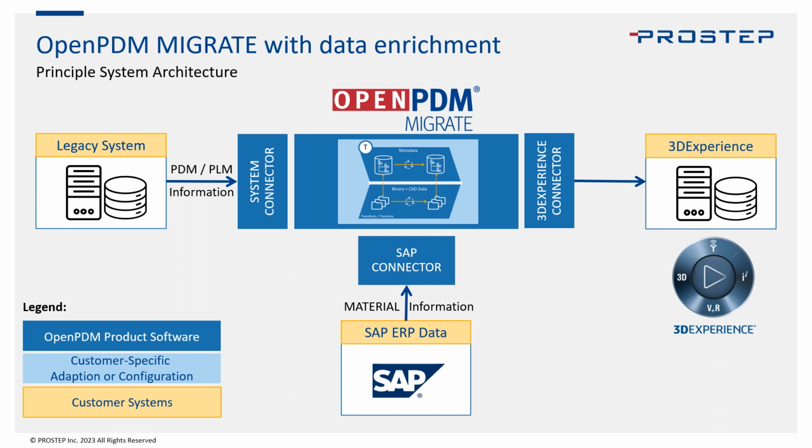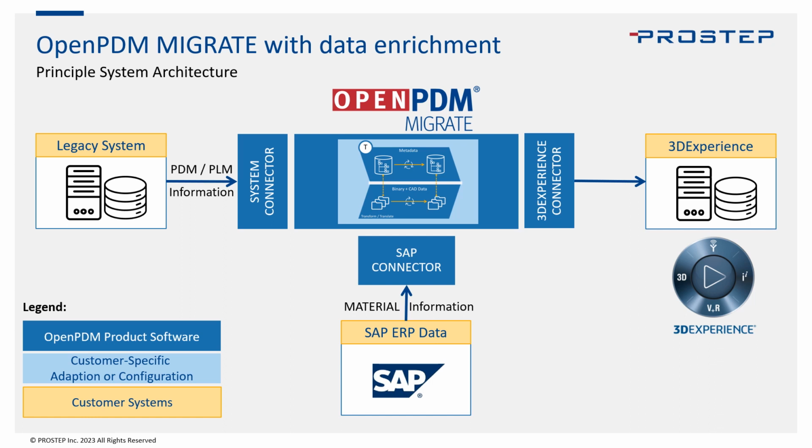So in this example, you have a legacy system on the left with PLM or PDM information. And on the bottom, you've got SAP that has material information. As part of the migration, you can export those concurrently, merge that data within OpenPDM Migrate together, and then import that data together. That could also include processes for directory scans, processes to import other data, even spreadsheet data, that might be necessary for data alignment within the migration processes themselves.